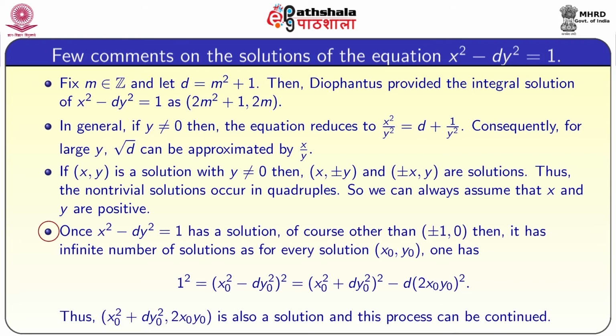Once x square minus dy square equal to 1 has a solution, of course other than (plus or minus 1, 0), then it has an infinite number of solutions. As every solution (x naught, y naught) gives rise to other solutions, that is, one has 1 square equal to (x naught square minus d y naught square) whole square, which is equal to (x naught square plus d y naught square) whole square minus d times (2 x naught y naught) square. Thus, (x naught square plus dy naught square, 2 x naught y naught) is also a solution, and this process can be continued.